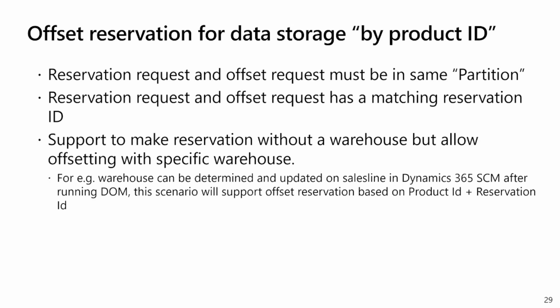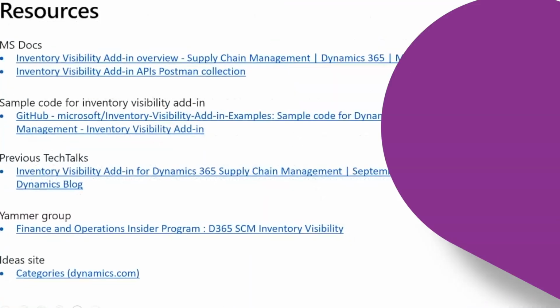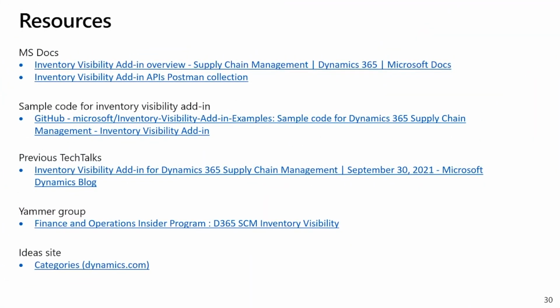So for example, in a more complex case where we determine and update the sales line in Dynamics 365 Supply Chain Management, after running other tools like DOM, this scenario will still be supported in the offset reservation based on product ID and reservation ID under the data storage rule of by product IDs. So these are the contents we are planning to introduce today of making soft reservation for Inventory Visibility Service without specifying a site ID and warehouse ID.